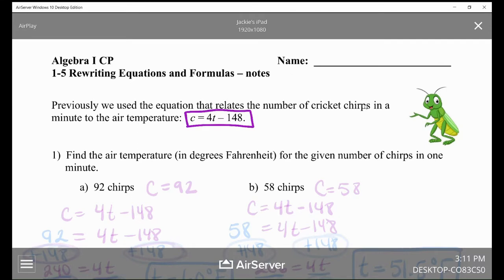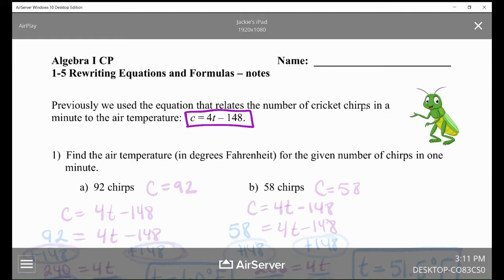This allows us to determine the air temperature in degrees Fahrenheit when we know the number of cricket chirps in a minute, or we can also use it in the inverse. We can determine the number of cricket chirps we should hear based on the temperature.